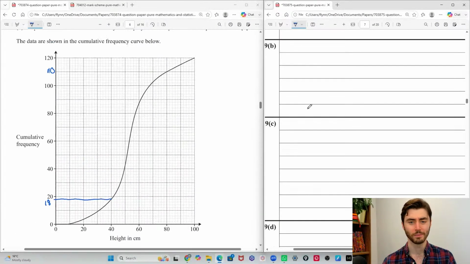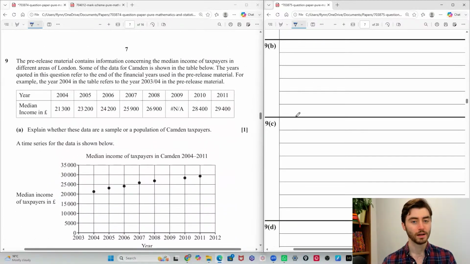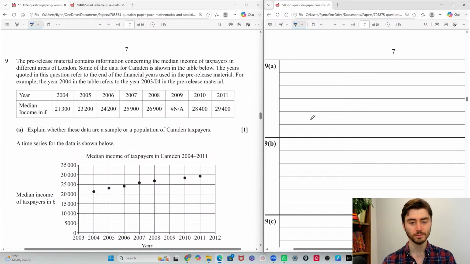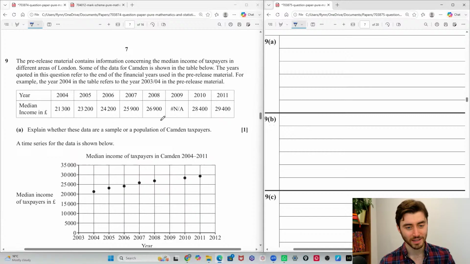Boo. All right, Question 9. And that's part of what I'm doing, as well as reacting to the paper. And hopefully you guys have similar reactions to me. So, pre-release material, which by the way, I don't know the pre-release material for the OCR MEI. So good luck to me.